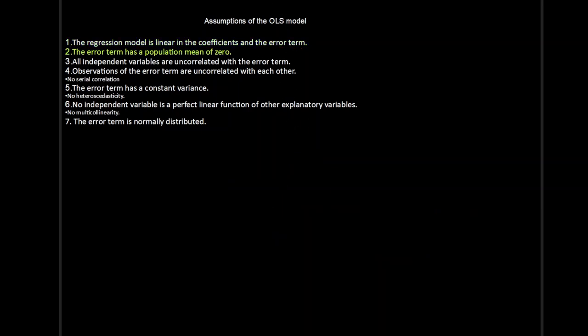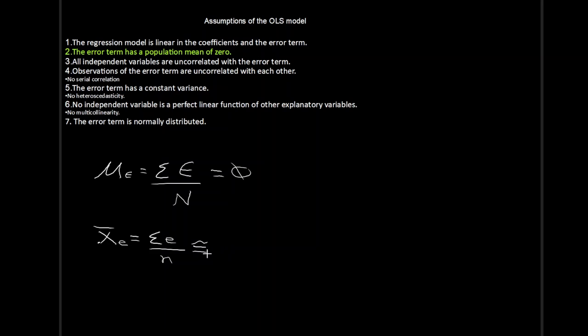Next one we have to take a look at is number two, that the error term of the population, that is epsilon, has to have a mean of zero. So if we were to calculate the mean of epsilon, that is, take the summation of all of these error terms over all the error terms that exist, they have to equal zero. Similarly, the way that should work out for us is that if we were to calculate the mean of all of our sample error terms, little lowercase e, so the summation of e all over n, because this is just a sample statistic, there's going to be some error, but that should be approximately zero.